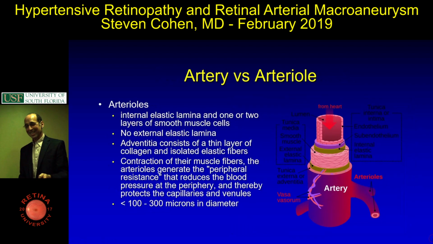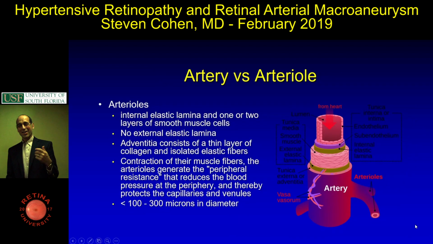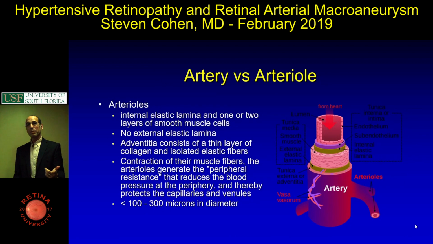So first of all, this always drives me crazy, an artery versus an arterial, because people will sometimes say the central retinal artery, branch retinal artery occlusion. Some will say, no, it's an arteriolar occlusion. There's a difference between arteries and arterioles, and this is what ophthalmologists need to know. Arterioles have an internal elastic lamina and 1 or 2 layers of smooth muscle. They don't have an external elastic lamina, and that's where you get atherosclerosis.